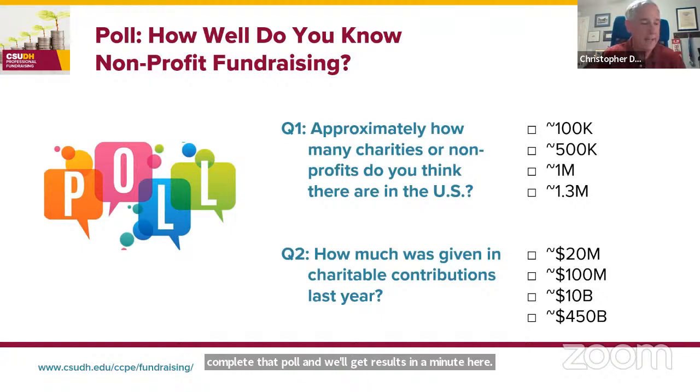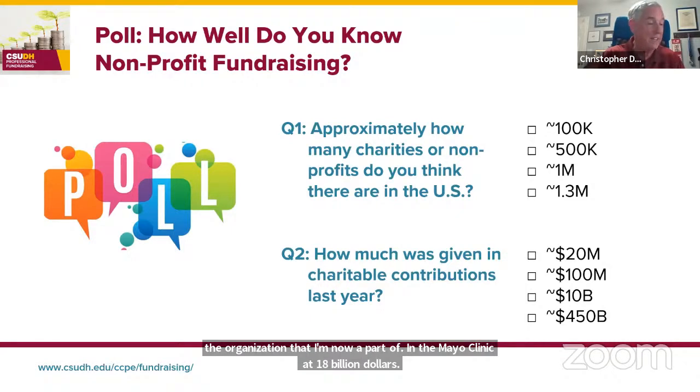And while we're waiting, I just thought I'd share a few other factoids about the nonprofit sector. The largest charities in the United States in 2023 by actual budget. Number one, Providence St. Joseph Healthcare, $28.56 billion. Second was Lutheran Services in America, $26 billion. That's the organization that I'm now a part of. And the Mayo Clinic at $18 billion. So as you can see, there's some large charities in the United States.